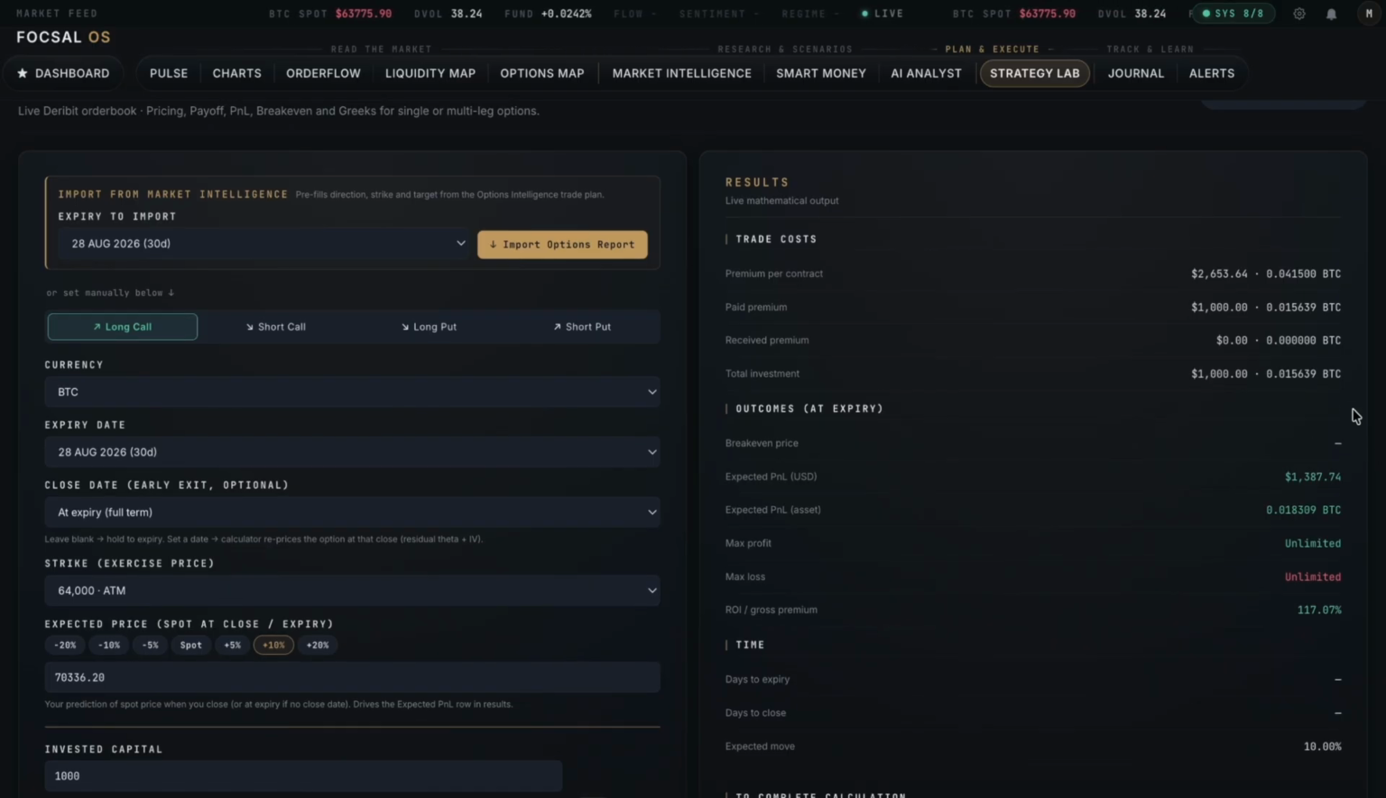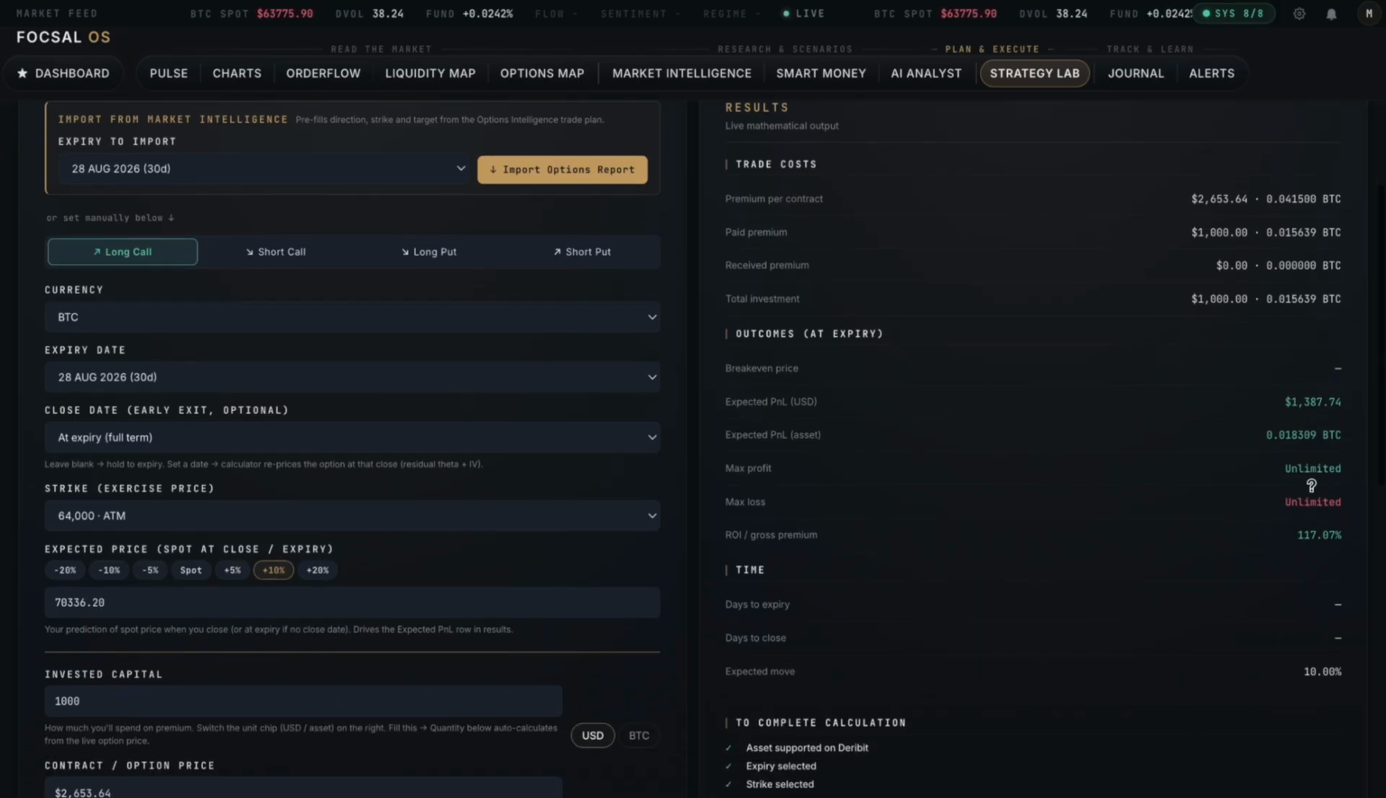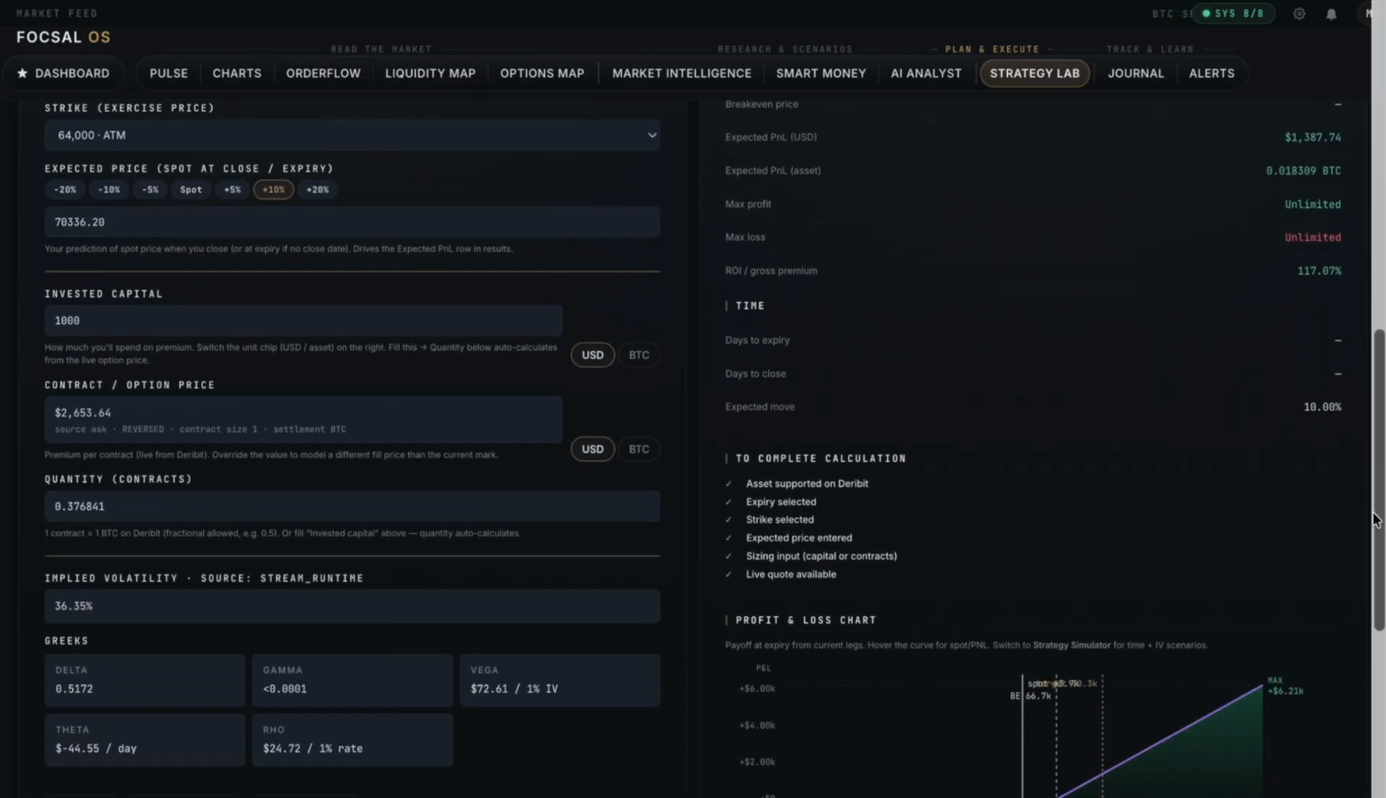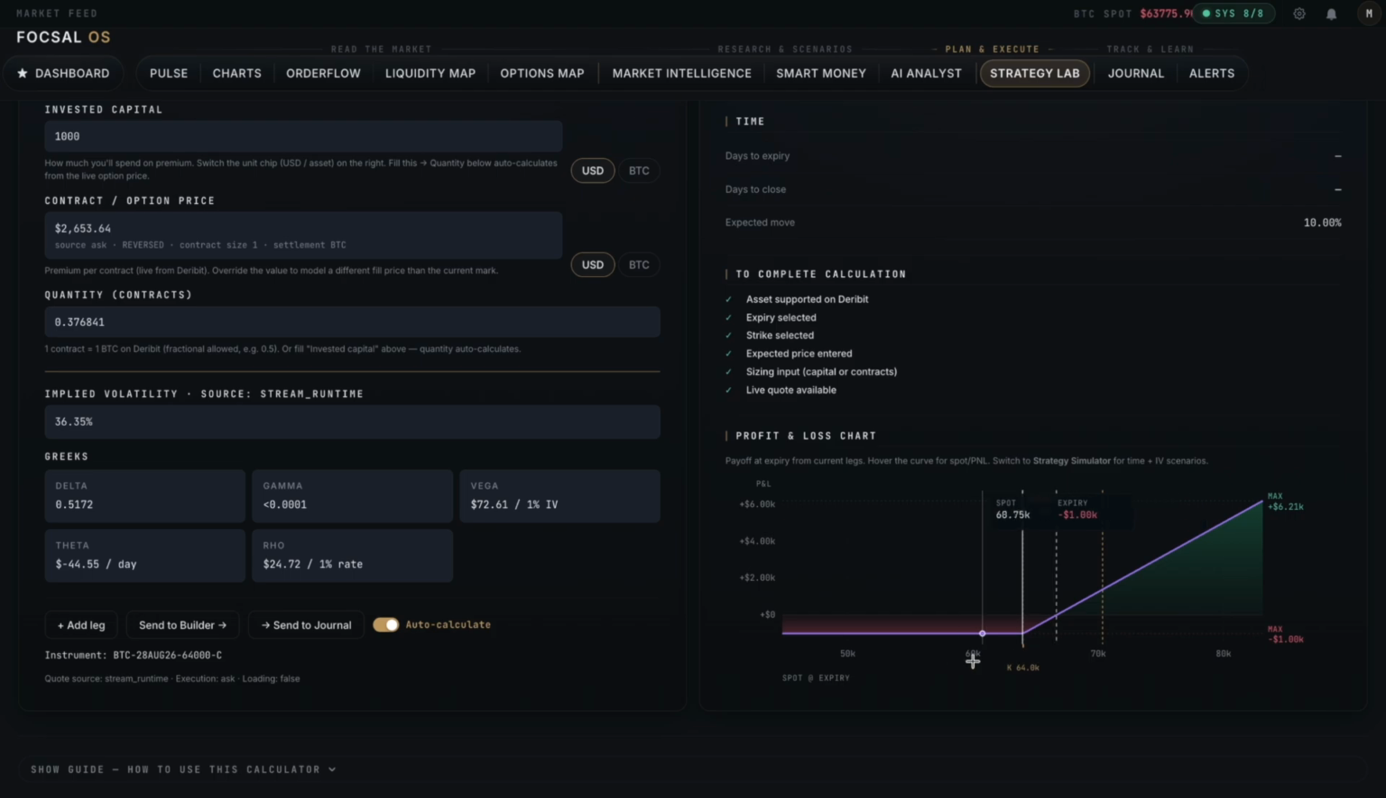On the right, I have the results. Break even, the Bitcoin level where I actually start making money, and max loss, which on a bought option always equals the premium. I can't lose more, even if Bitcoin halves. And at the bottom, the payoff chart.